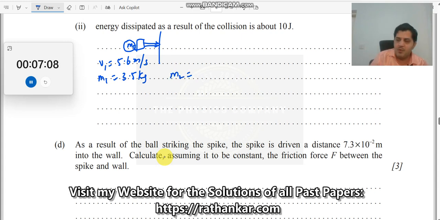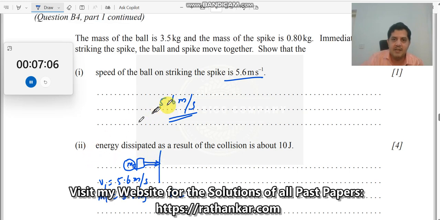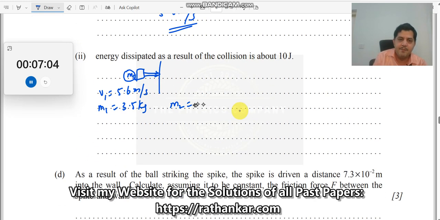Mass of the spike, m2. What is its value? Mass of the spike is 0.8 kg. And what is the value of v2, the velocity of the spike? Initially, before this came and hit here, the spike was not moving, so v2 is equal to 0. Then both of them joined together and started moving inside.